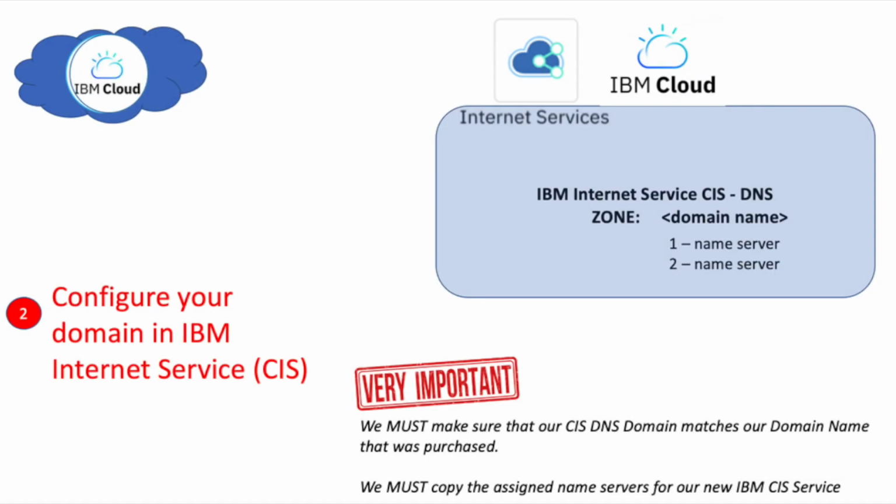Here, in the second step, I will provision a new Cloud Internet Service and delegate the management of my domain to this service. In this case, the term delegate is referring to the management of the domain. To do this, I will need to have the domain unlocked, which I did in the previous step. It's important to note that when you configure the CIS service, you will need to make sure to use the exact name of your domain.